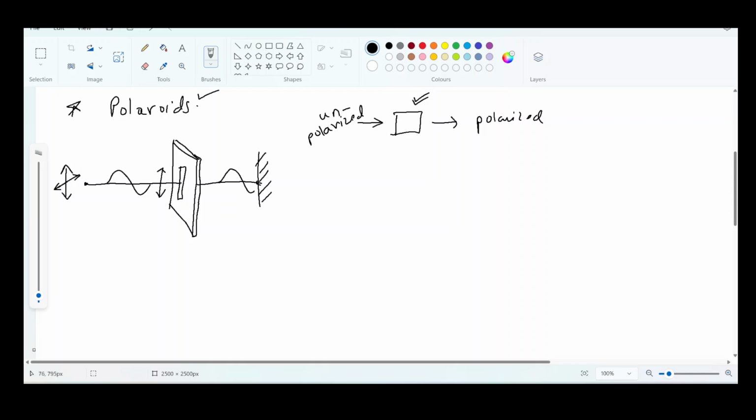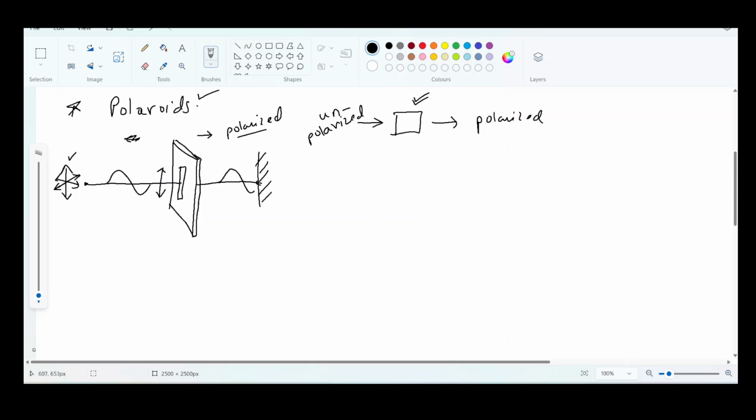Unpolarized light goes in, all other waves except this wave are removed, and only this wave is allowed to pass. So what we have is, on the right hand of the slit you have polarized waves, all waves are polarized, and on this side you may have unpolarized light. So that is what we have.